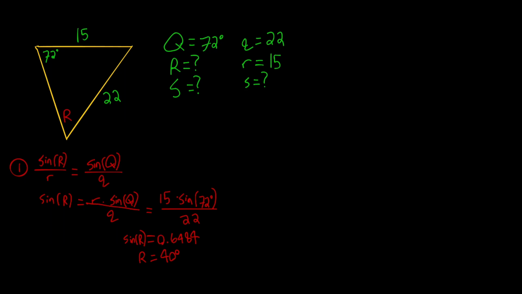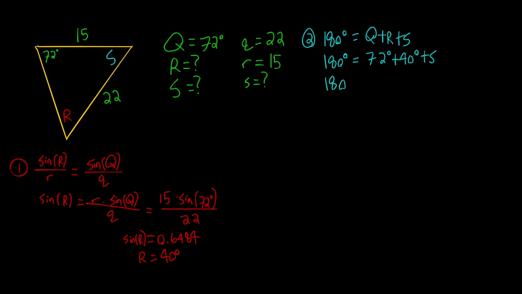So for step number 2, I can solve for the angle S there. So let's say 180 degrees is equal to Q plus R plus S. Well, that gives me 180 degrees is equal to 72 degrees plus 40 degrees plus S. That gets me that 180 degrees is 112 degrees plus S, or subtracting that from both sides, that 68 degrees is equal to S. And finally, I'm going to solve for my third side, s down here.